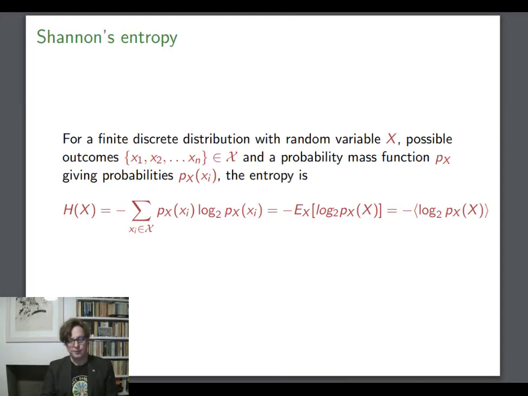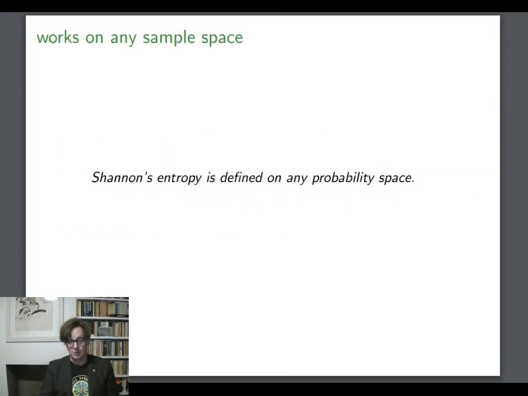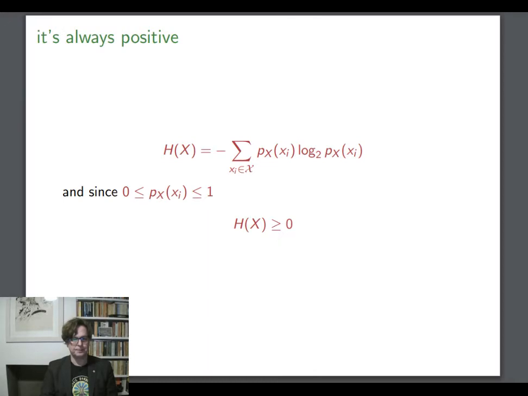And you can perform sums in it perfectly well. If you have a p of xi, you can take the log of p of xi, you can sum up the logs of the p of xi's. And so Shannon's entropy has the nice property of always being defined on a probability space.